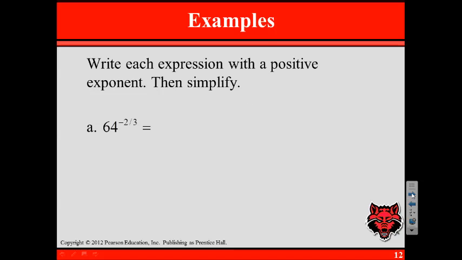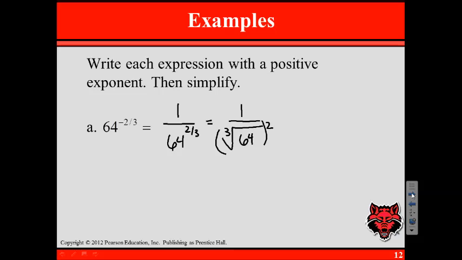So now let's use that definition to write each expression with a positive exponent, and then we will simplify. So if we have 64 to the negative 2/3, we rewrite that as 1 over 64 to the positive 2/3. Now let's use our other definitions to simplify. So this equals 1 over the cube root, because the number on bottom tells us the root, of 64, all raised to the 2nd power.